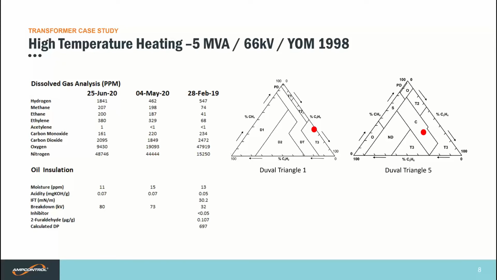And it's worth noting that the low levels of carbon monoxide and carbon dioxide don't really support the involvement of paper insulation in this heating fault, but it's possible only a small amount of paper insulation is involved. And on the next slide, we'll look at more information about T3 heating faults and recommendations.